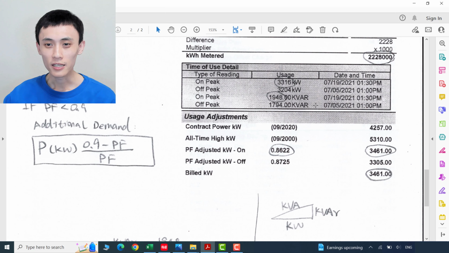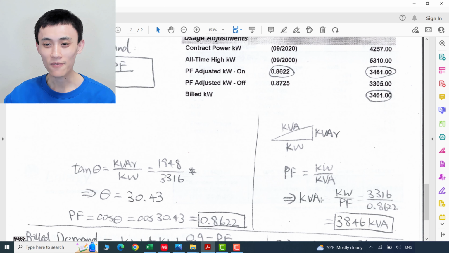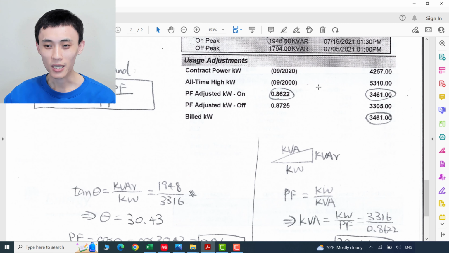For the demand, we have on-peak and off-peak. This is what the meter really measured, and this is the reactive power. So we can use this mechanism to calculate the kVA, which is what the utility company really delivered. It turns out to be 3,846 kVA, but we don't really see this number here. So we probably need to try something else.